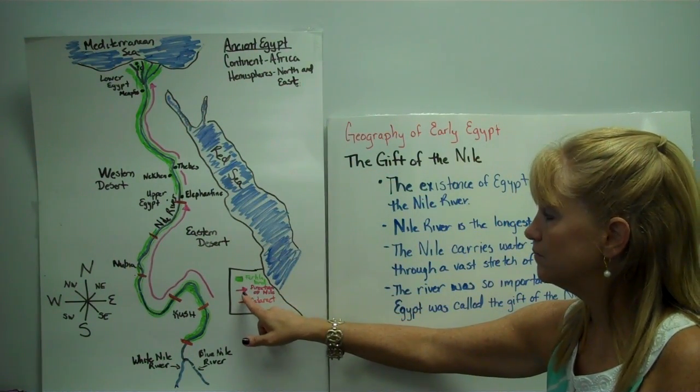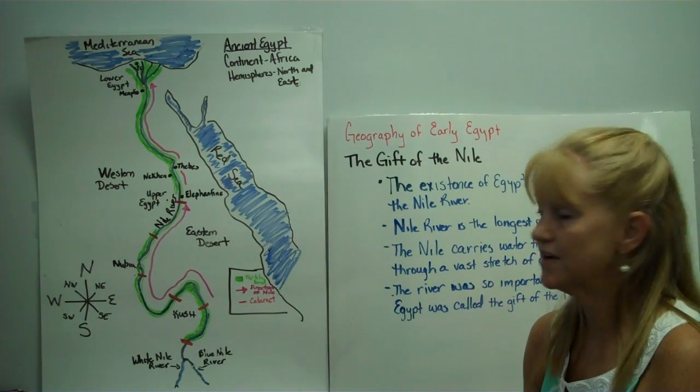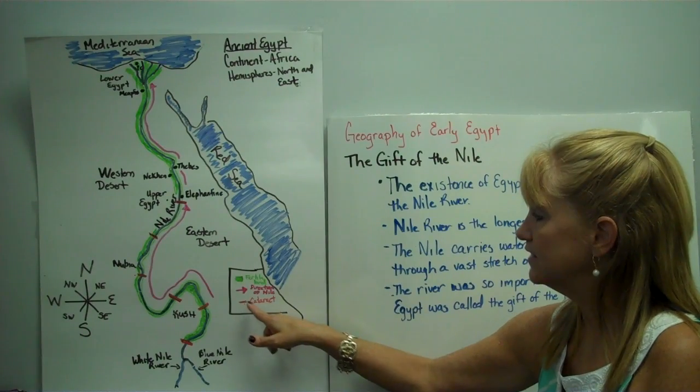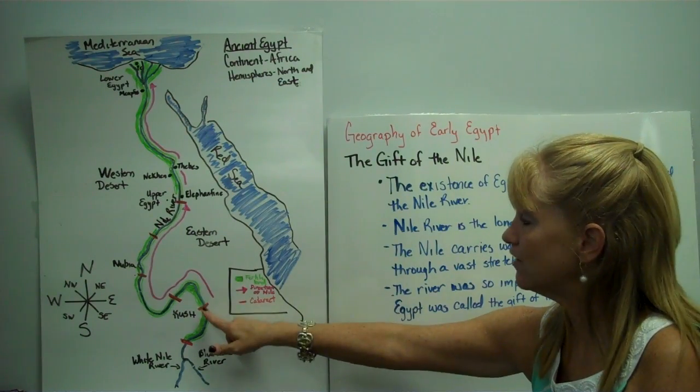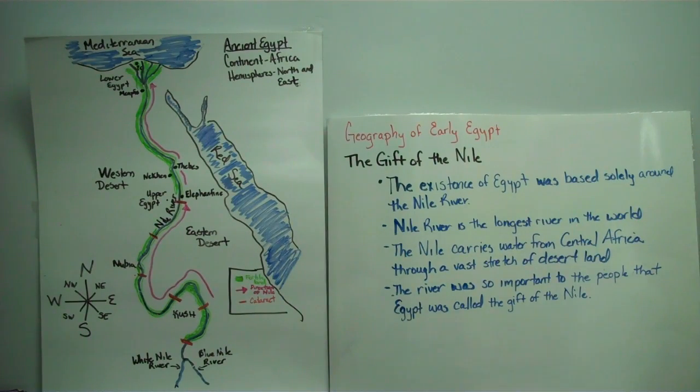The pinkish arrow represents the northward flow of the Nile, and the red line represents the cataracts in the Nile, which are the rapids. So again, let's examine the geography of early Egypt. The gift of the Nile.